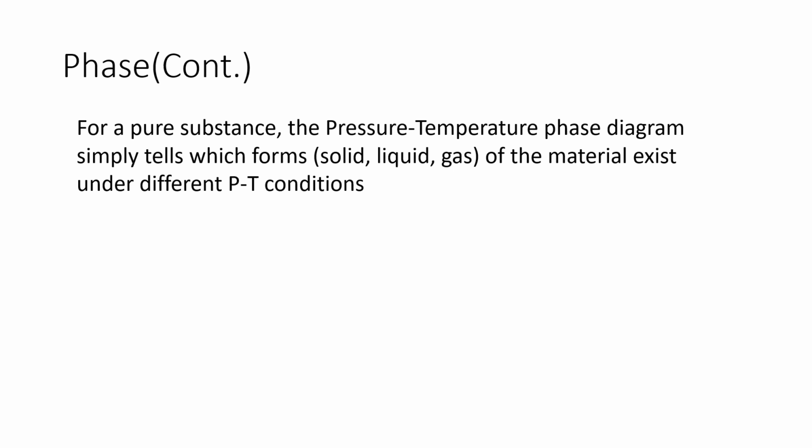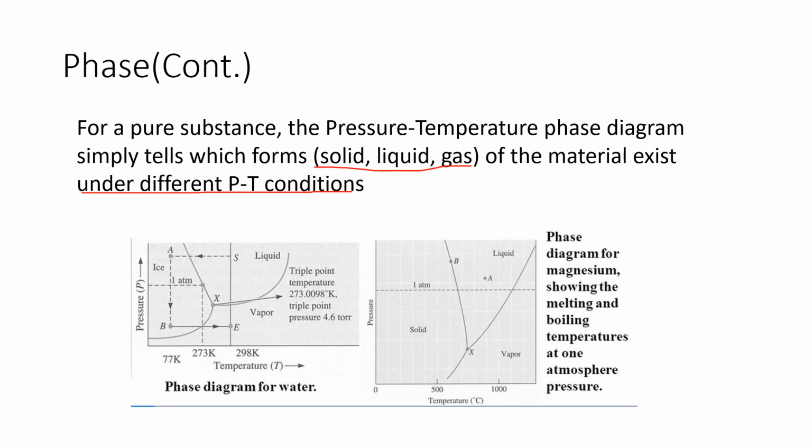For a pure substance, the pressure-temperature phase diagram simply tells which forms, either solid, liquid or gas, of the material exist under different pressure-temperature conditions. Attached are two types of phase diagrams. One is for water, the other is for magnesium. Two variables, pressure and temperature, are plotted against each other.